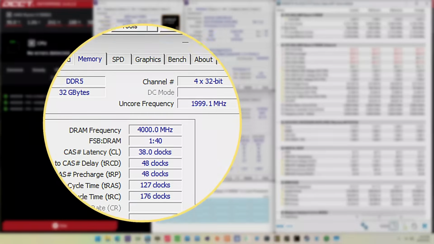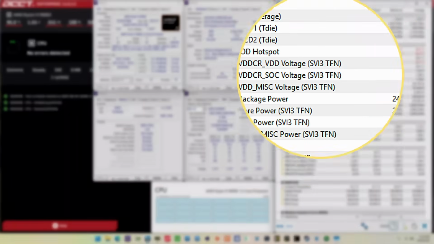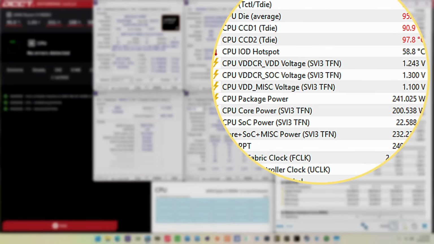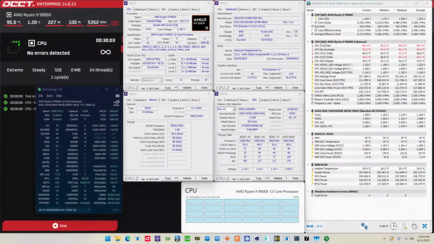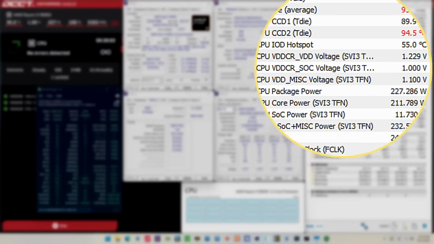A nice benefit of running DDR5 8000 with the memory controller at half the memory frequency is that we can run the SoC voltage lower as well. The BIOS auto rules will usually increase the SoC voltage to 1.3 volt to increase the overclocking headroom, but with DDR5 8000, we don't need that much voltage. In my case, I could lower it to 1 volt and still have a stable system.